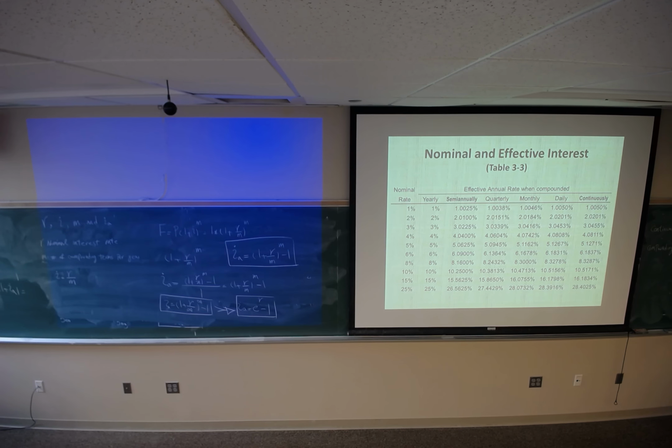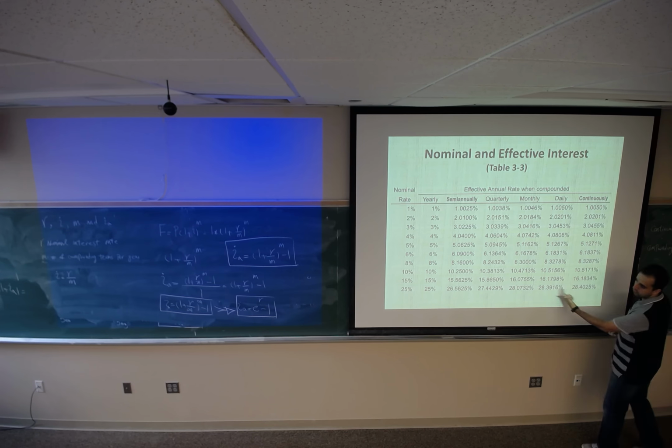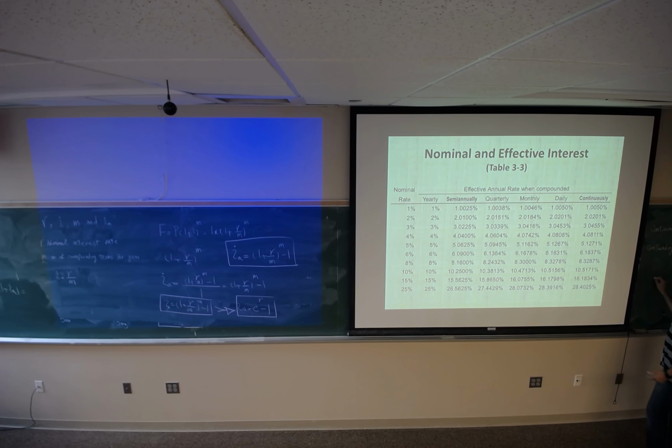And how can we calculate this? For example, for 25%, e power 0.25 minus 1 is going to be 0.2840.